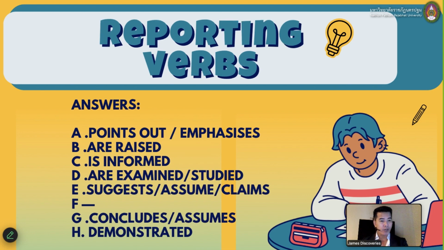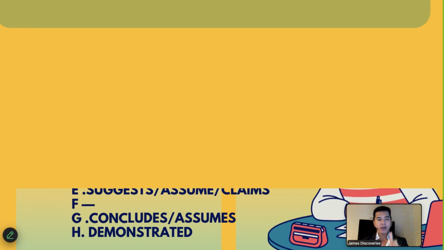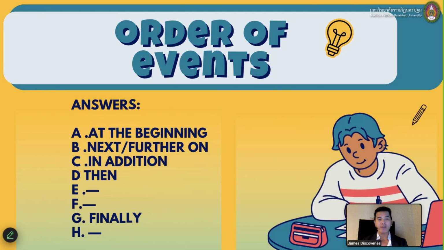For the reporting verbs, remember these words. Remember these verbs, and also remember the order of events. Okay, you can also use the order of events and linking verbs to organize a good summary. We learned linking verbs a while ago.